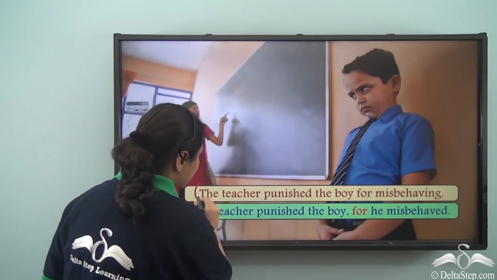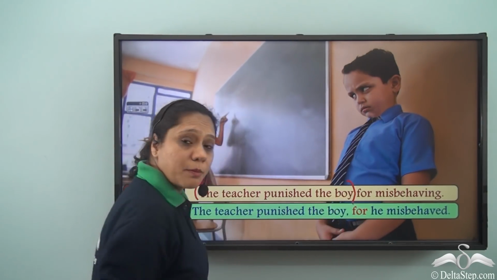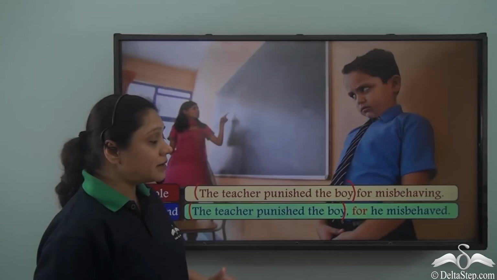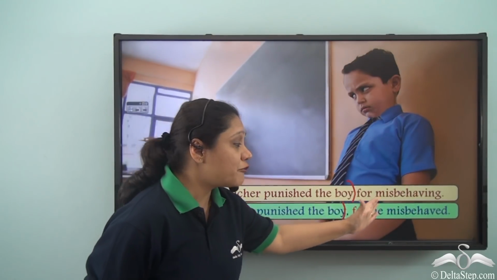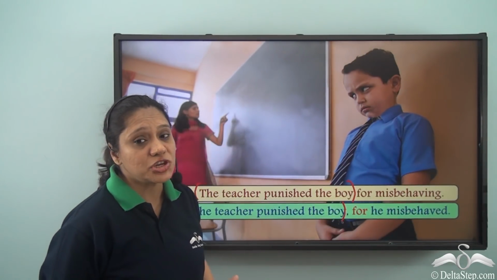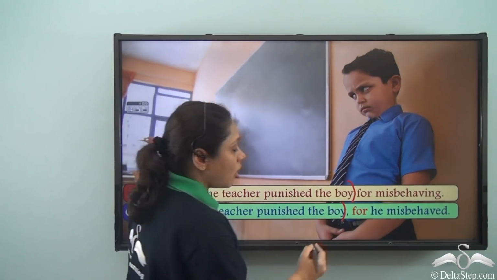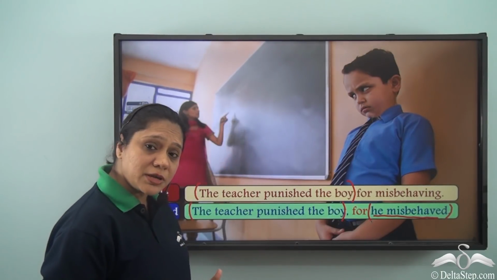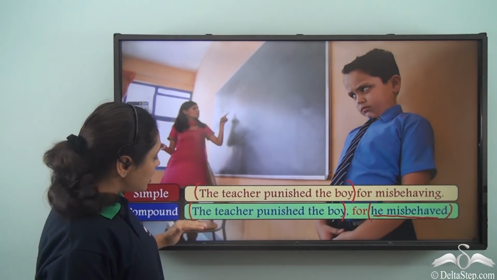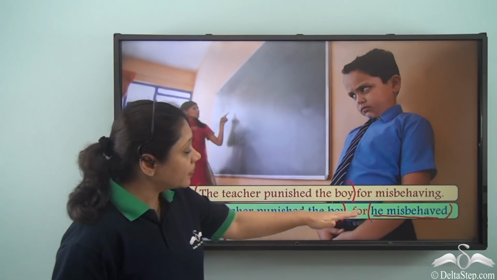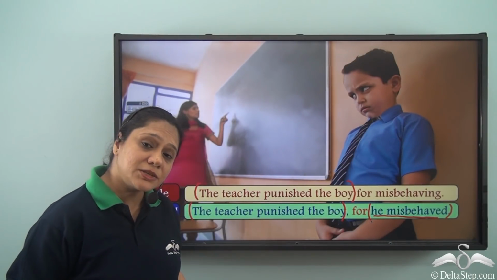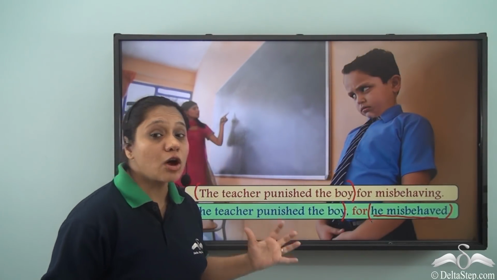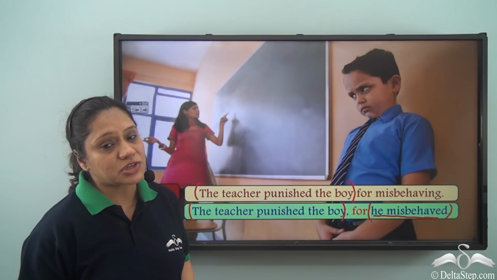Now the first half of the sentence, the teacher punished the boy, remains as it is. The teacher punished the boy. And the second half of the sentence, for misbehaving, has been changed to another independent clause, he misbehaved. This makes complete sense and can stand on its own. So we have one clause, the teacher punished the boy, and he misbehaved as another independent clause. Now we need to join both these clauses with a coordinating or a correlative conjunction.